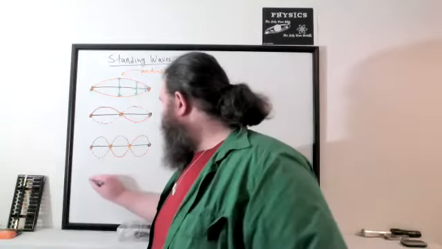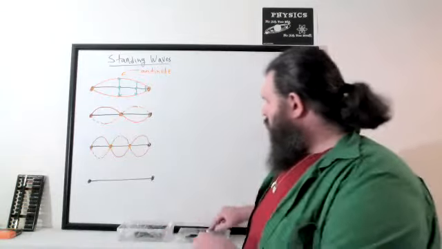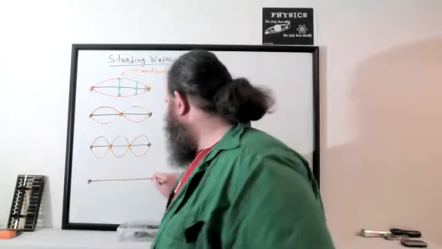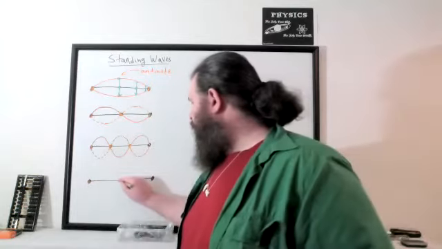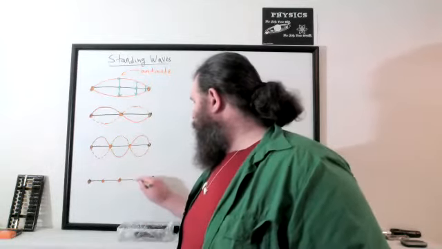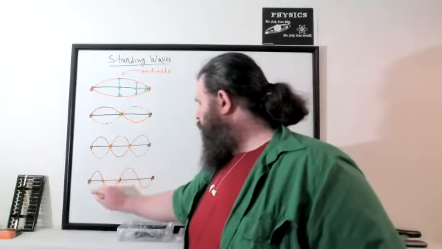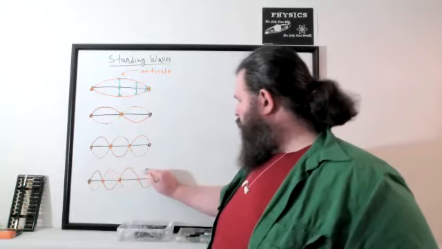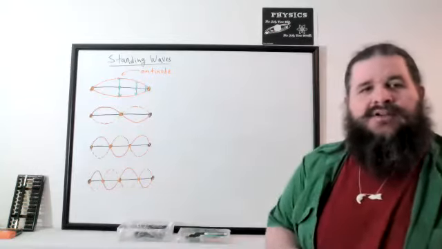You can have the same string, endpoints still nodes. And instead of having two nodes in between, let's say we have three nodes evenly spaced in between, cutting the rope into fourths. And so your standing wave pattern would look like that. And you could keep going.